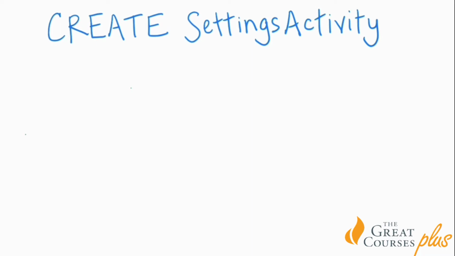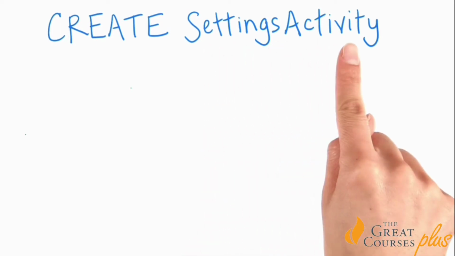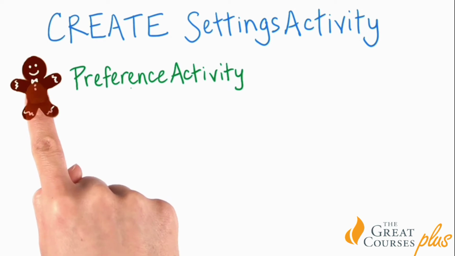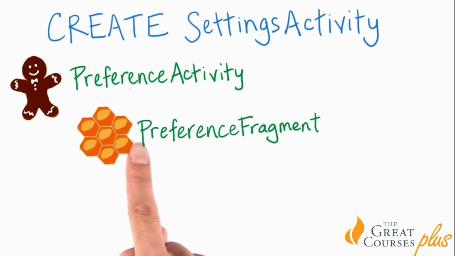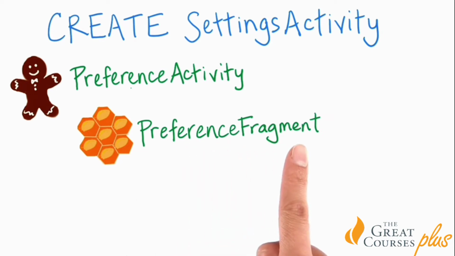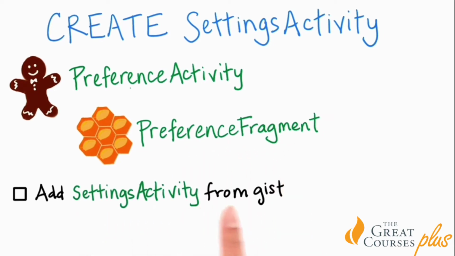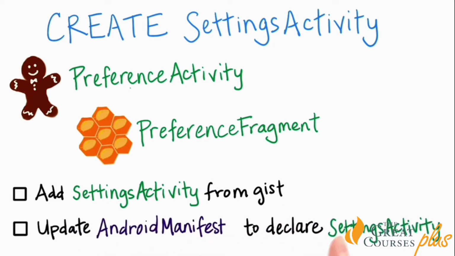We'll take advantage of what the framework offers in order to build our settings activity. Since we're supporting Gingerbread devices, we'll use the Preference Activity class. If you're targeting Honeycomb or later, you'll want to use the Preference Fragment class. Create a new settings activity class from the gist provided below. Update the Android manifest to declare this new activity. You can see the way detail activity is declared as an example. If you see that APIs are deprecated, that's okay. That's a side effect of using preference activity in order to target Gingerbread devices.